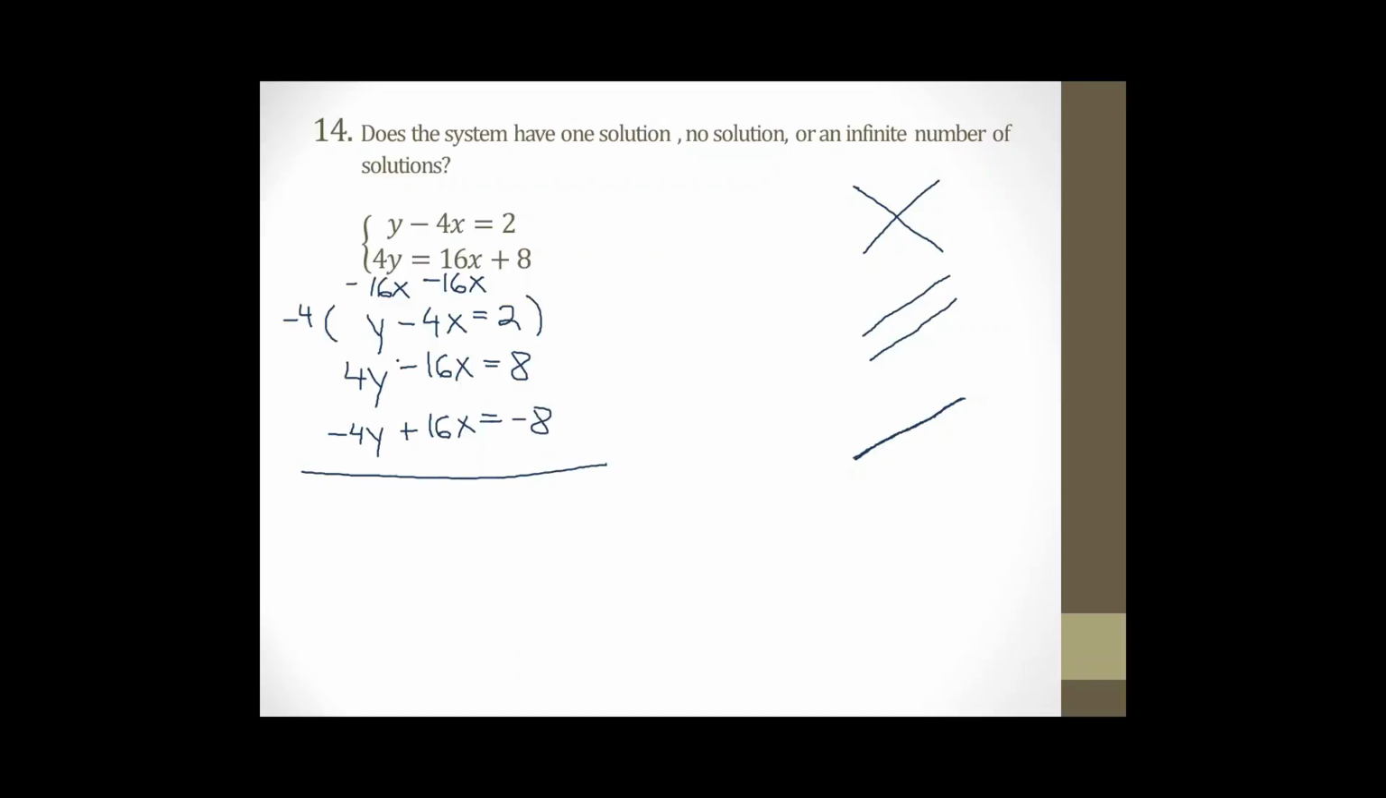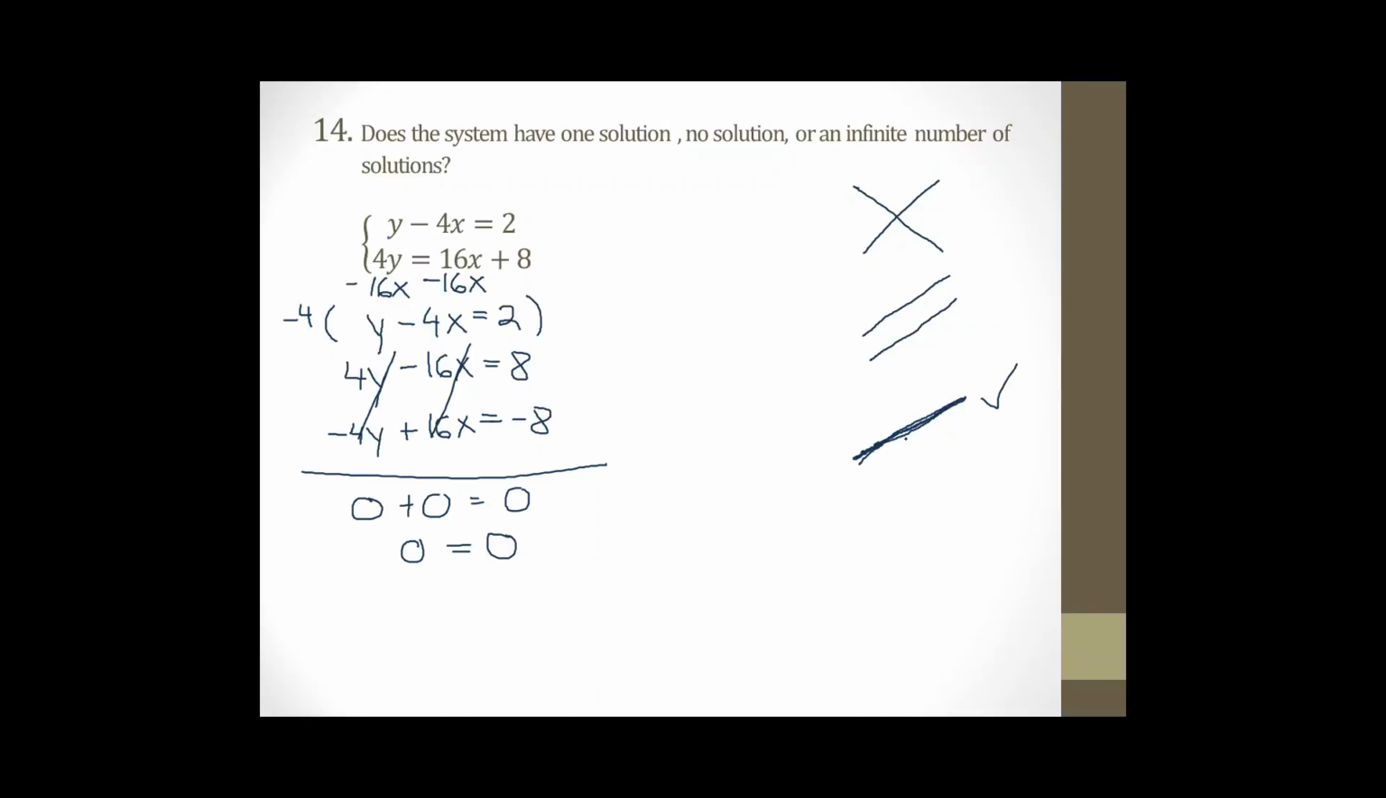4y minus 4y, which cancels out, is 0. Negative 16x plus 16x also cancels out, which is 0. And then 8 minus 8 is also 0. So now I have 0 equals 0. This is a true statement, and whenever I have a true statement, that would be lines that are exactly on top of each other. And that means there is an infinite number of solutions because every single solution from one equation is also a solution from the second equation.